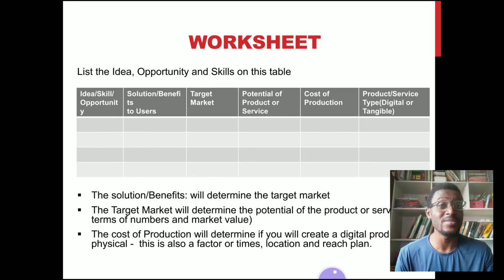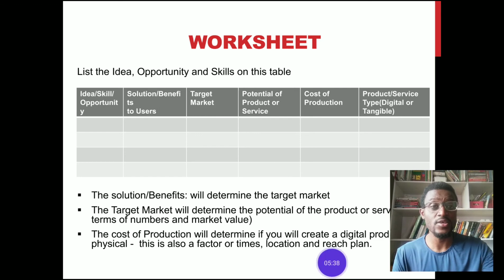The cost of production will determine if you will create a digital product right now or physical. This is also a factor of time, location, and reach. Like I said earlier, by reach I mean how you are able to get to your customers, and the uptake of the product or service you are going to offer. So I want you to go back, sit down, look at this again, and then restructure the skills and ideas and opportunities you've actually identified, and then state them side by side to develop on it. So each and every one of them, develop on them, and take your time. Then when we meet in the other class, you will be able to discuss further what you've done. All right. Thank you.